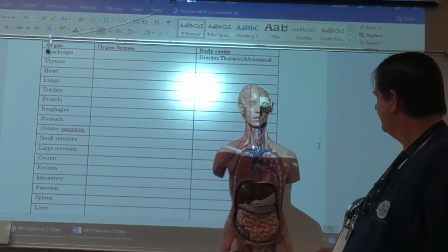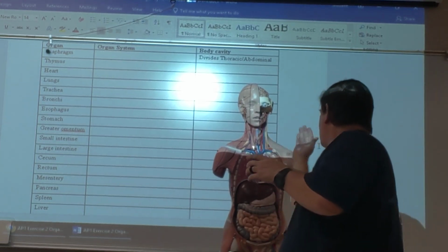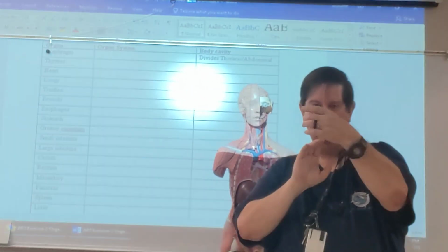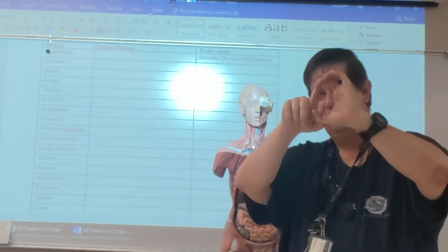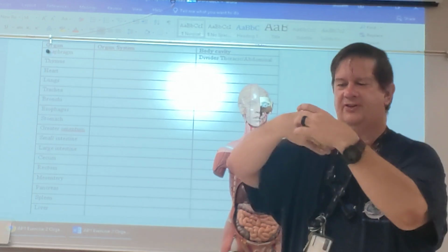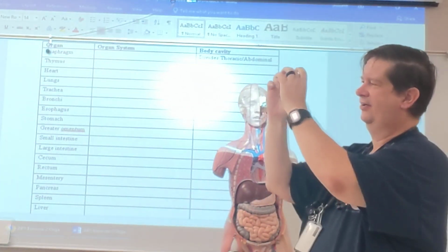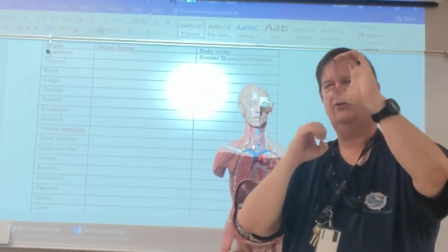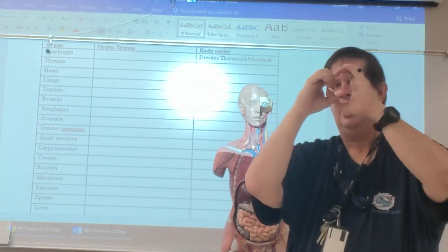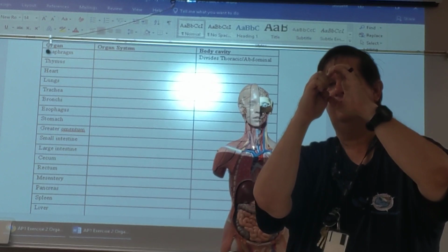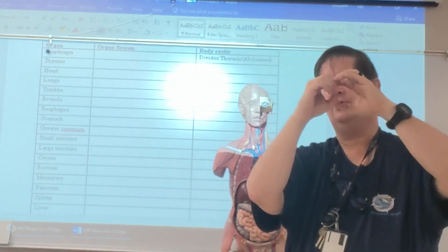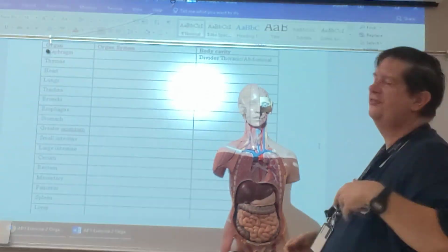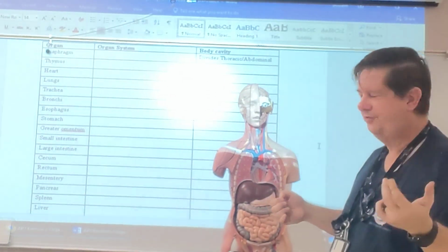Okay, the esophagus is behind the trachea. So we have C-shaped rings, and there's no cartilage here. That's because it's attached to the esophagus right there. So rings of cartilage, esophagus. And that normally is flat, but when you swallow, that's the tube that opens and passes food down to the stomach. So the esophagus, the organ system is going to be digestive system.